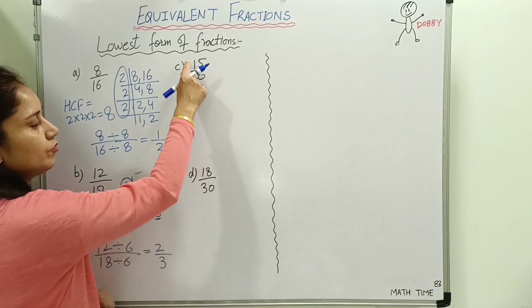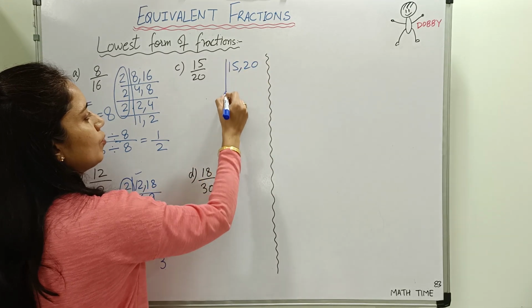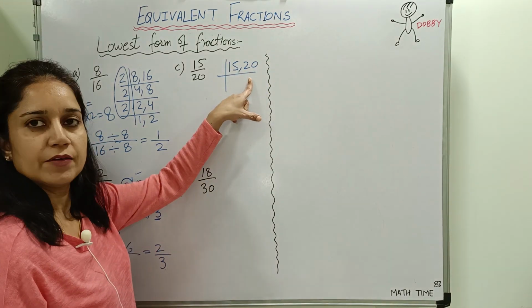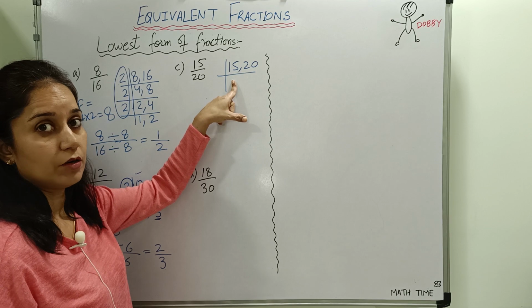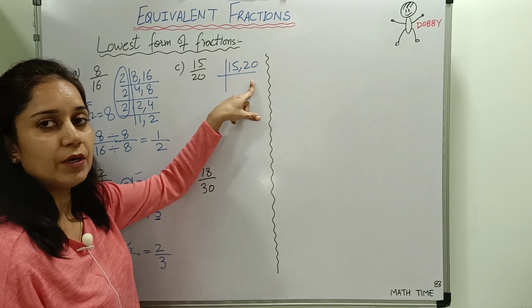Going to the next sum, 15 upon 20. Let us do the HCF, common table. 20 is an even number divisible by 2, but 15 is not. 15 is divisible by 3, but 20 is not. Which is the common table?